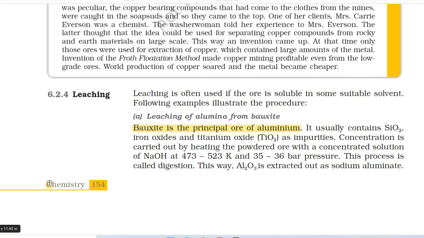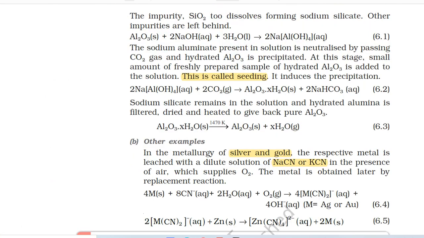Concentration is carried out by heating the powdered ore with a concentrated solution of sodium hydroxide at 473 to 523 Kelvin and 35 to 36 bar pressure. This process is called digestion. This way, aluminium oxide is extracted out as sodium aluminate. The impurity silicon dioxide too dissolves, forming sodium silicate. Other impurities are left behind.